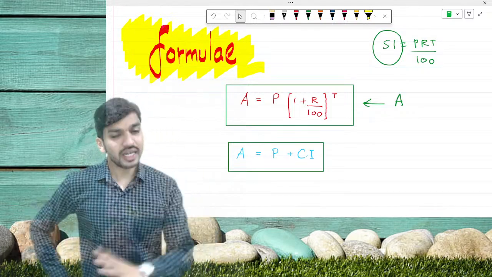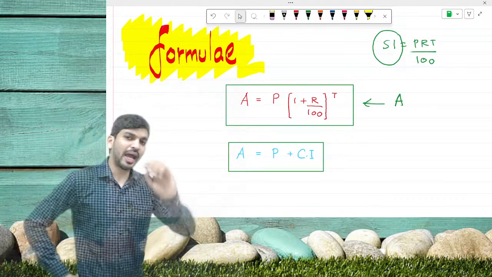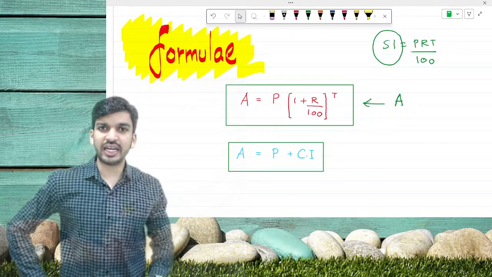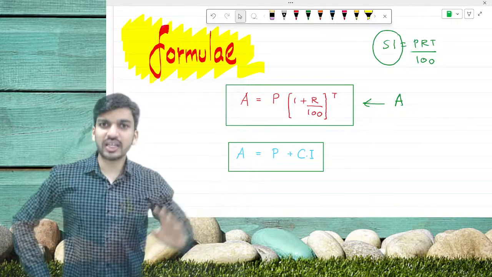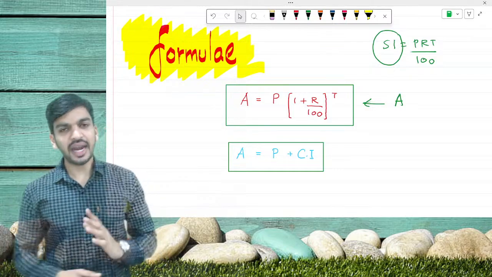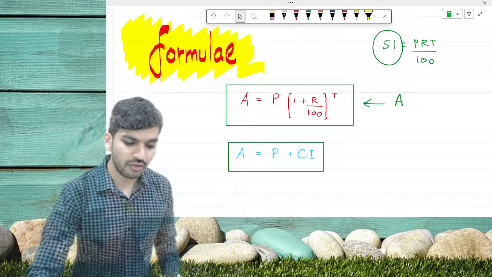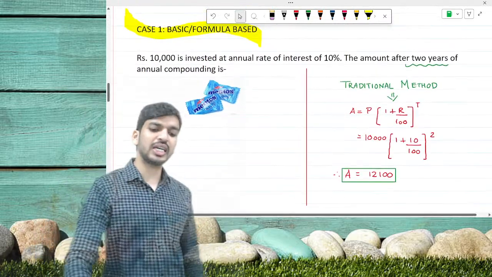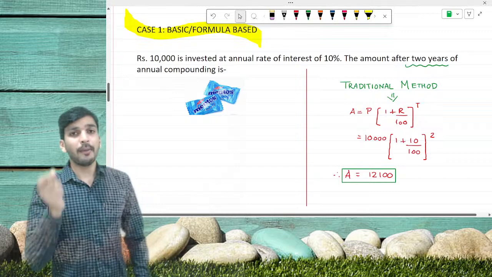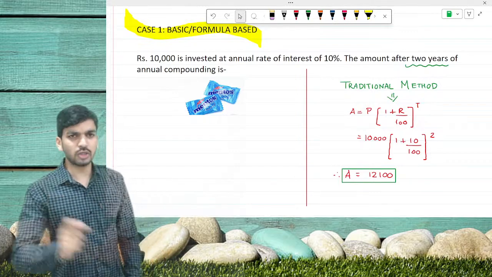Okay. So in compound interest, there are 5 categories of questions, and there is no other type of question from compound interest. Let us understand what these 5 categories of questions are. So the first category is the basic question, or formula-based questions.